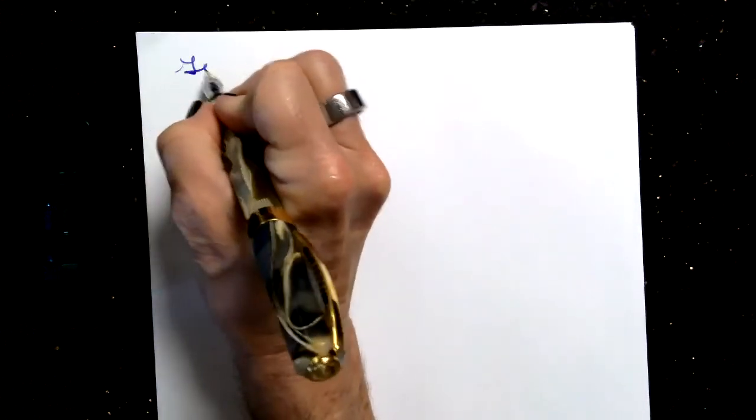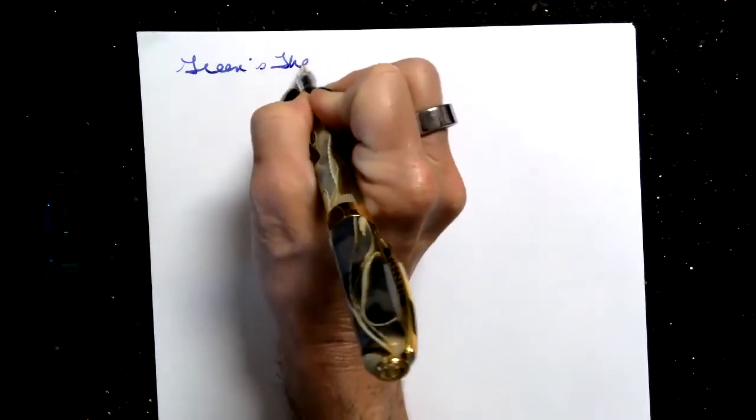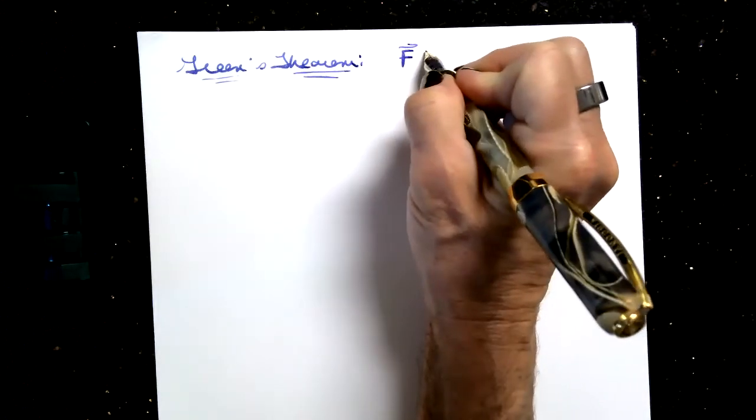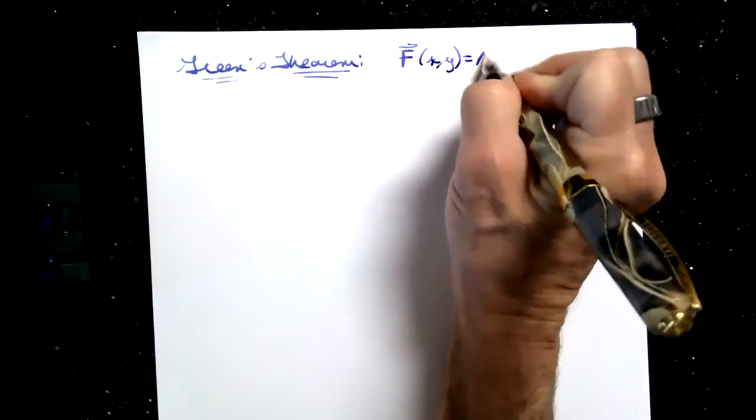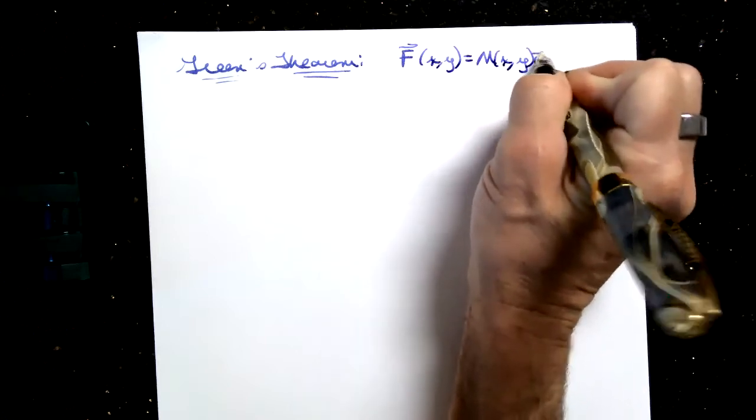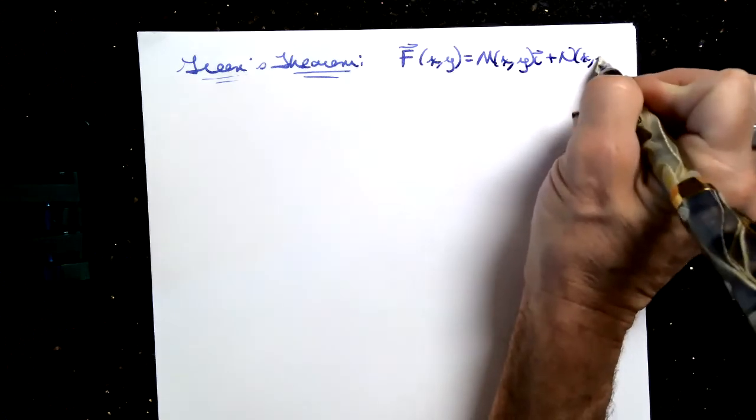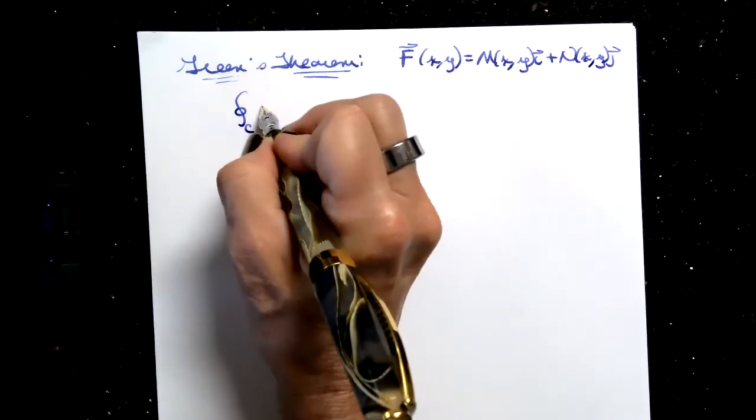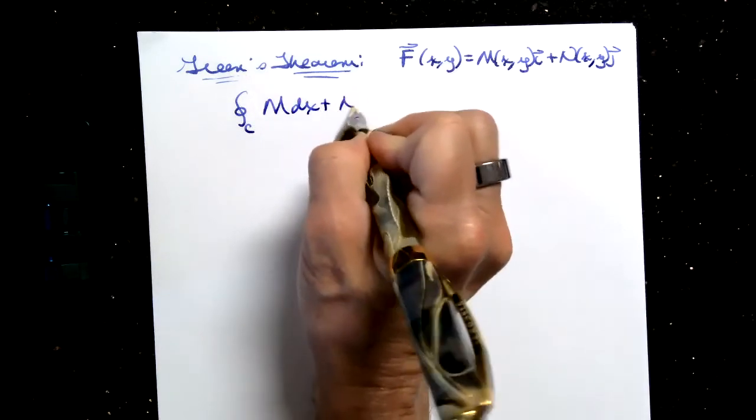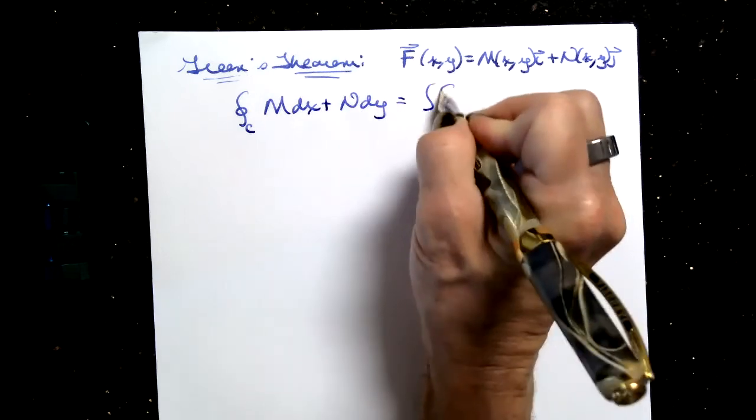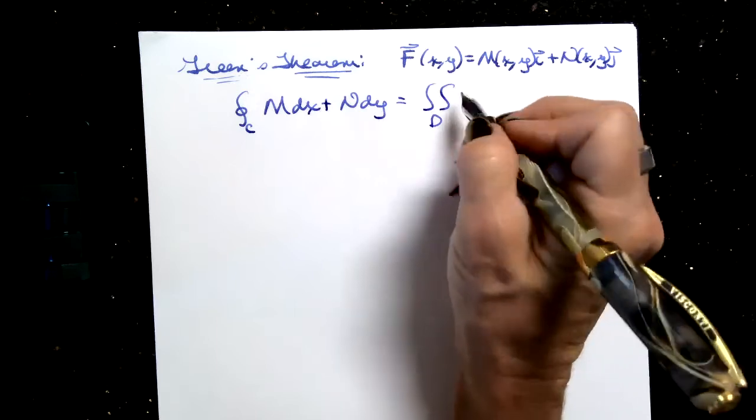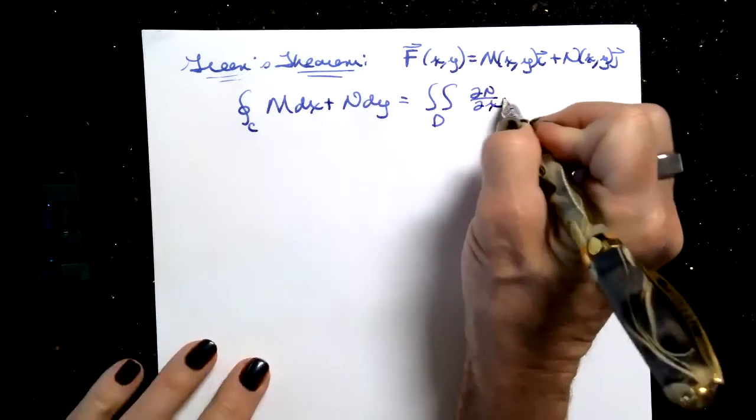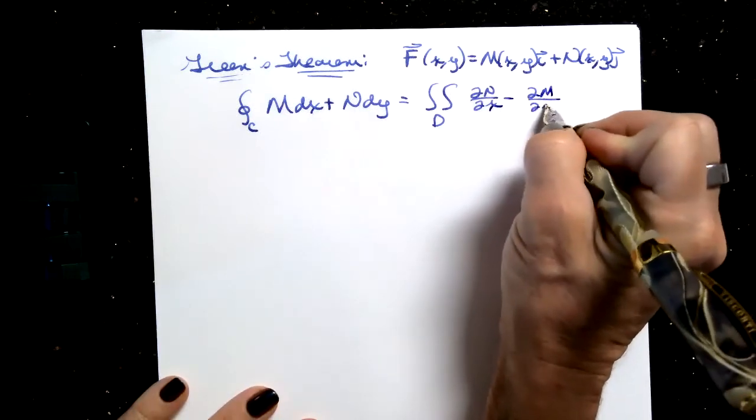And remember that Green's theorem, the way we originally stated, says if we have a vector field, which I think of as F(x,y) = M(x,y) i + N(x,y) j, then the integral over a closed curve C of M dx plus N dy is equal to the integral over the region that C bounds of dN/dx minus dM/dy dA.